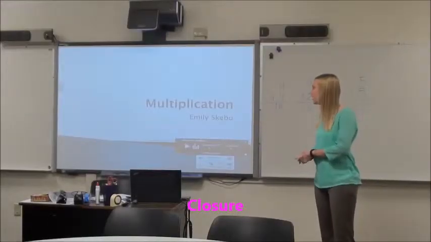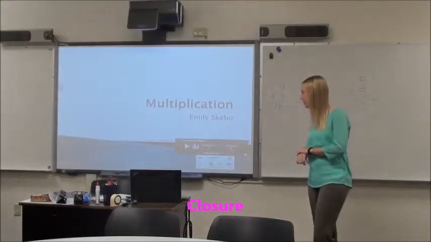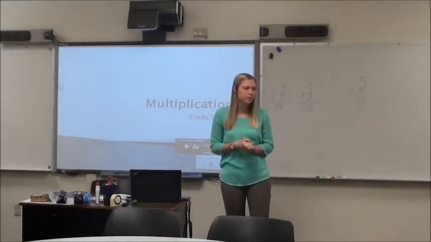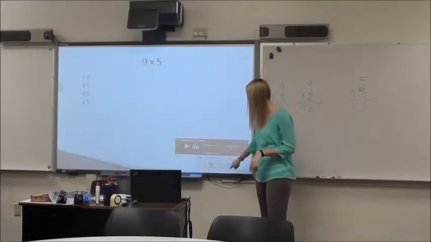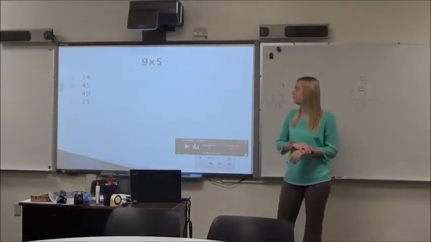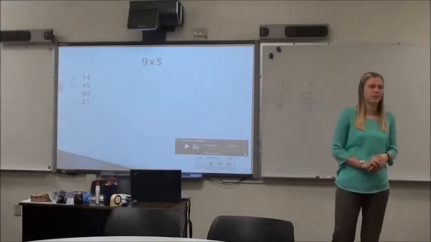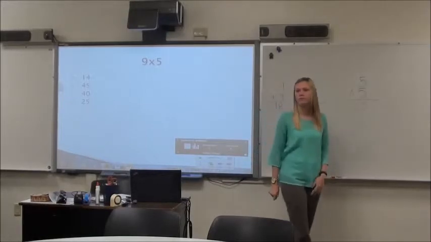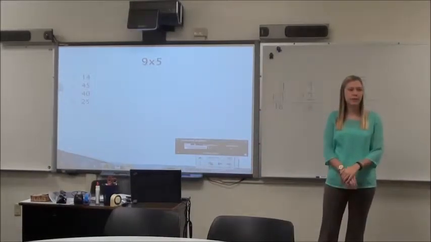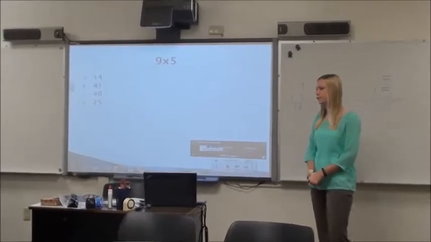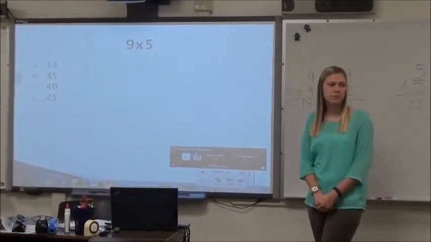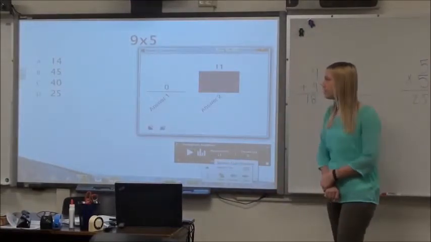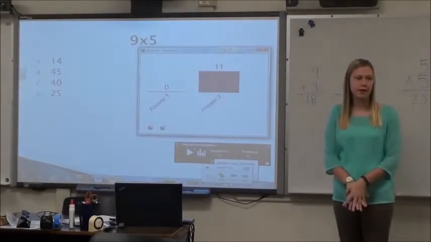Okay, so now for our ending activity, we're going to do a little activity with our clickers. So everyone get your clickers ready. Okay, so our first problem is 9 times 5. Okay, so you can put in your answer with your answer choices. You can use multiplication, repeated addition, whatever you want. Good, everyone got that right. 9 times 5 is 45.